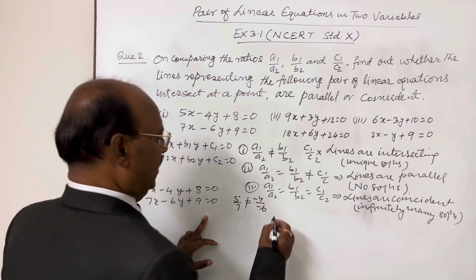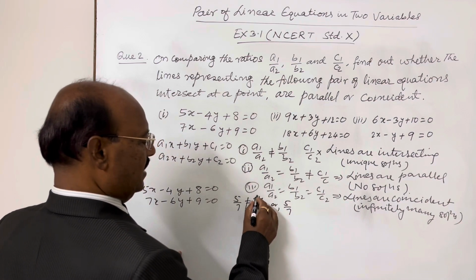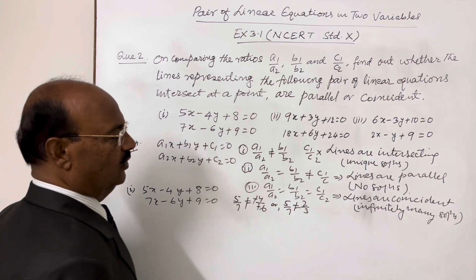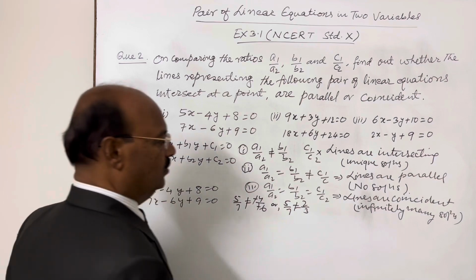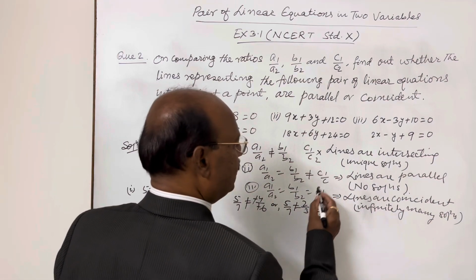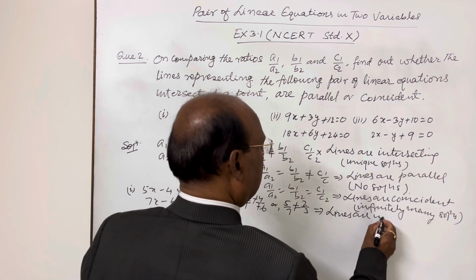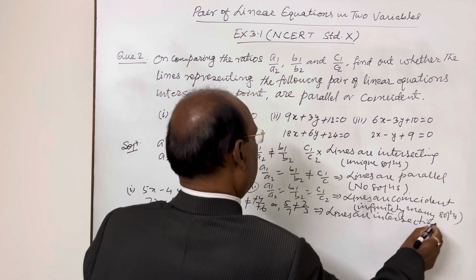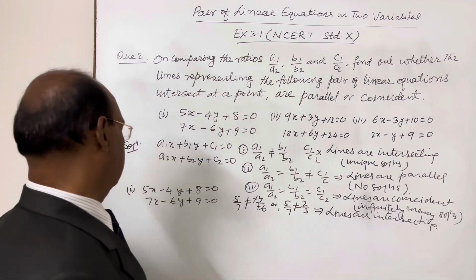Here what are we getting? We are getting 5 by 7, and after cancellation, this is 2 by 3. So these two numbers are not equal. So the first case applies here. What does it mean? It means lines are intersecting. And in this case, there will be a unique solution of this pair of linear equations.